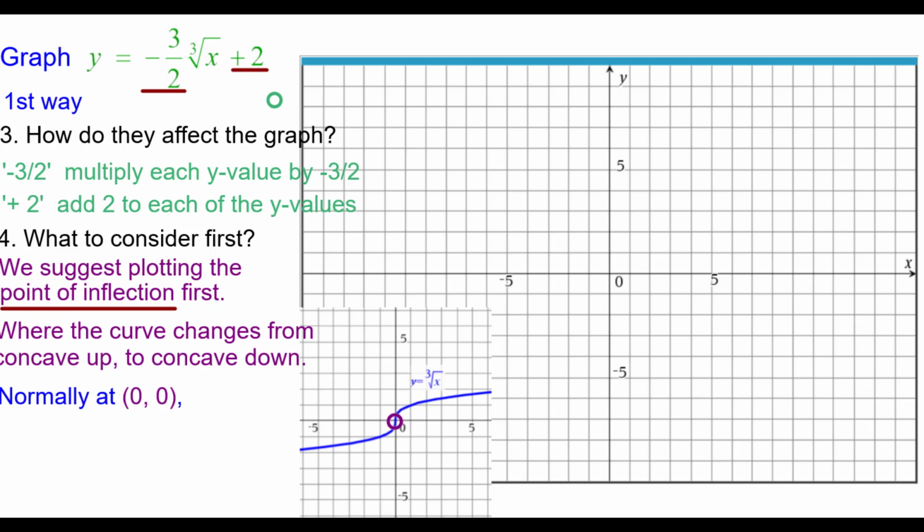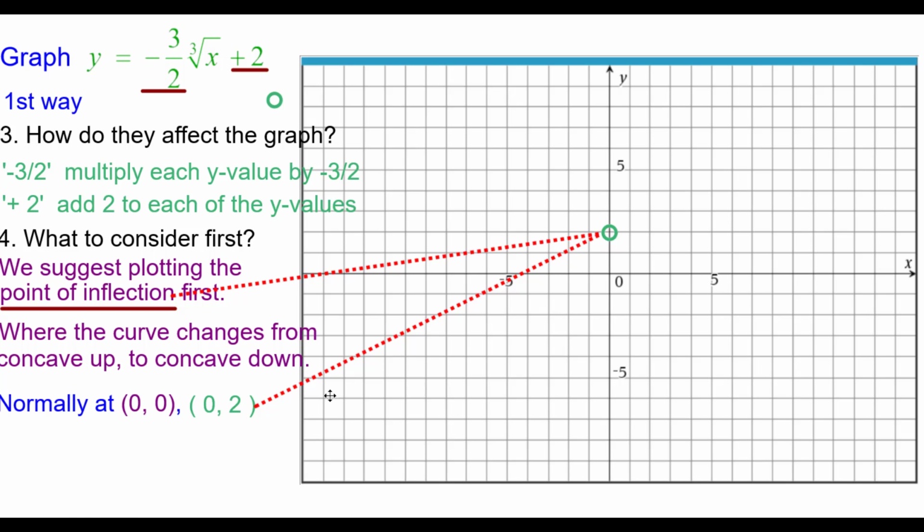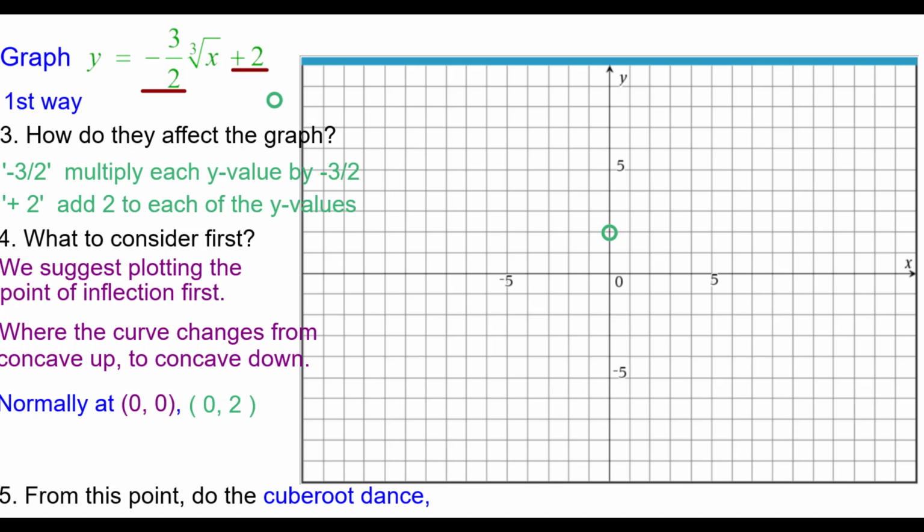Normally that is at the origin, but for this one, the x values are not changed at all, only the y values. And it says to multiply by negative 3/2 and then add 2. So our point of inflection is going to be at 0, 2, right there, which is also a y-intercept. From this point, we do the cube root dance, but we have to multiply the y values by negative 3/2.